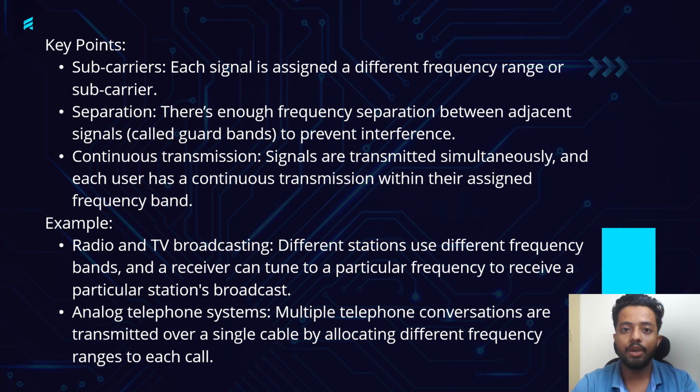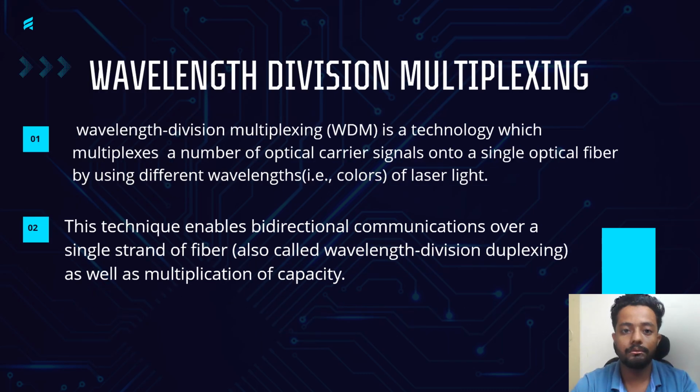For example, radio and TV broadcasting. Different stations use different frequencies for their broadcasting, and a receiver can tune to any frequency for a particular station broadcast. Second is the analog telephone system. Multiple telephone conversations are transmitted over a single cable by allocating different frequency ranges to each call.